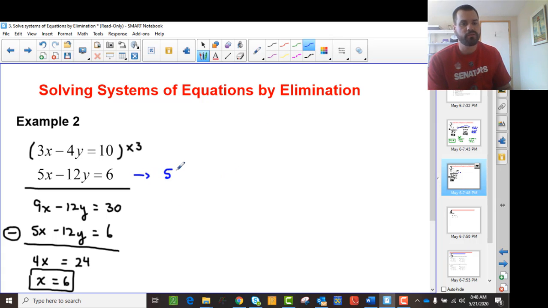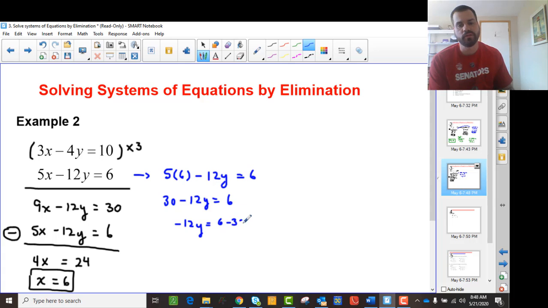So I'm going to go 5 times 6 minus 12y is equal to 6. So that means that 30 minus 12y is equal to 6. So that means minus 12y is equal to 6 minus 30. I just bring this 30 over. So minus 12y is equal to then minus 24, 6 minus 30. And that means y, if you divide by minus 12, is 2.